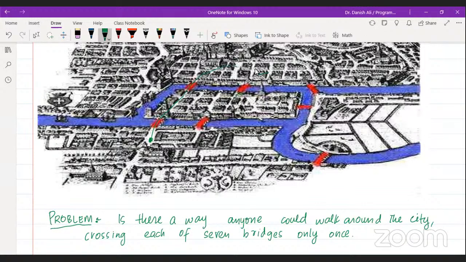Now he comes back to the center, takes the bridge below it. Now he goes to the bridge on the right, uses the bridge in the center. Now he's stuck again, because there is no bridge which he has not used previously.